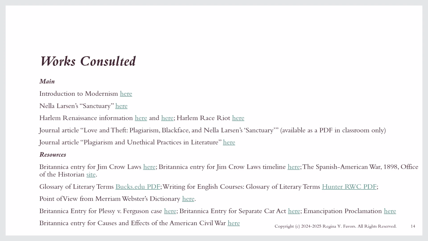So don't forget Jim Crow, Britannica Jim Crow information, Jim Crow laws, Spanish American War, glossary of literary terms, point of view, entry for Plessy v. Ferguson, Separate Car Act, Emancipation Proclamation, and then the causes and effects of the American Civil War.